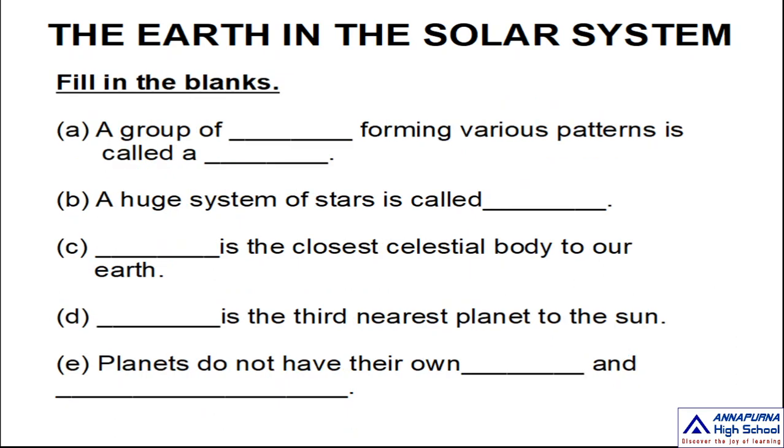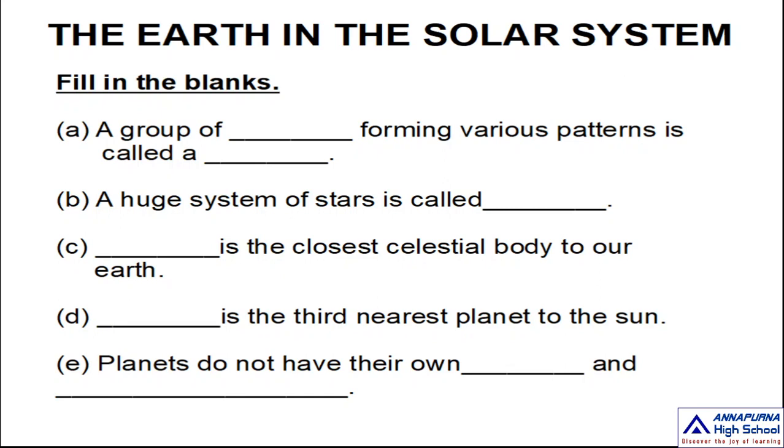Now come to the next. Fill in the blanks. A group of dash forming various patterns is called dash. A group of stars forming various patterns is called a constellation. What is meant by constellation? It is a pattern or design of stars. Here a group of stars forming various designs is called a constellation. First blank you filled with stars, second one constellation.